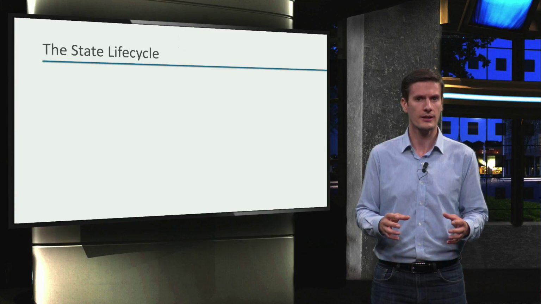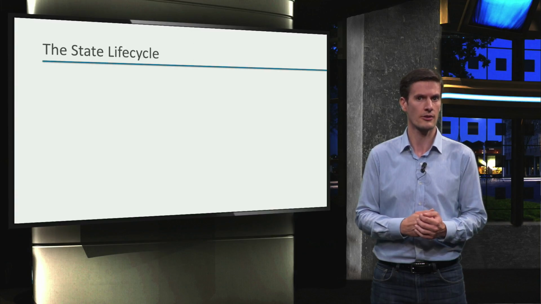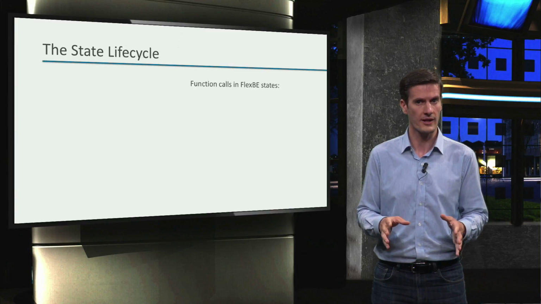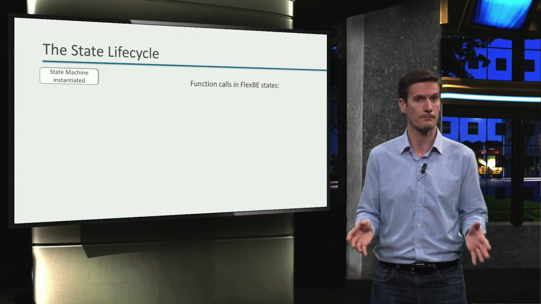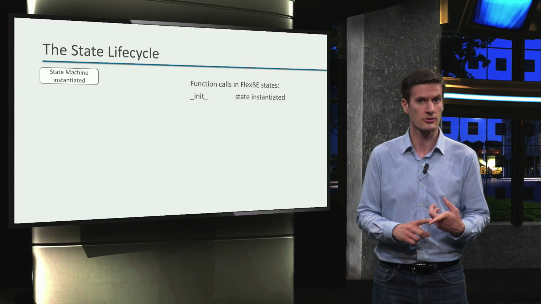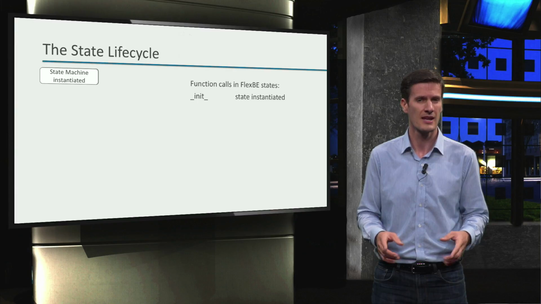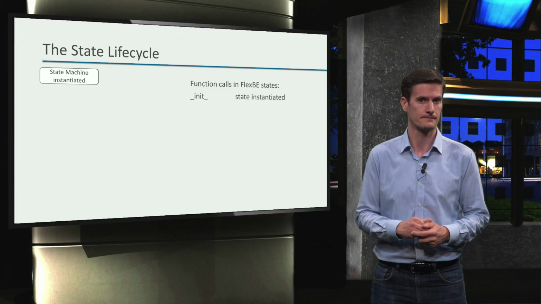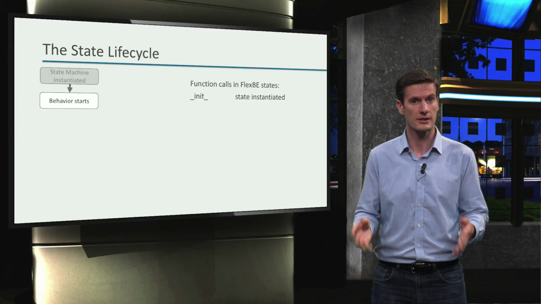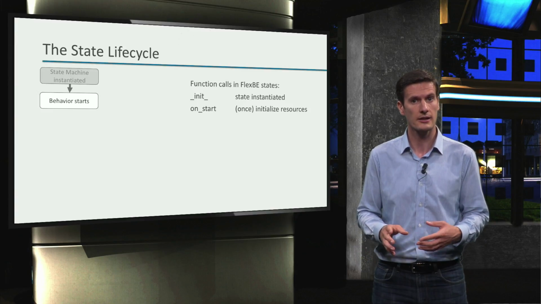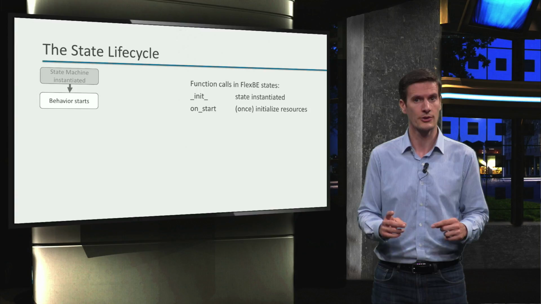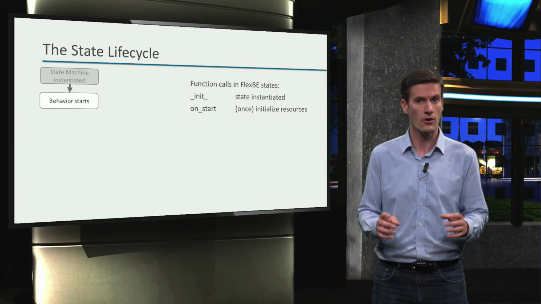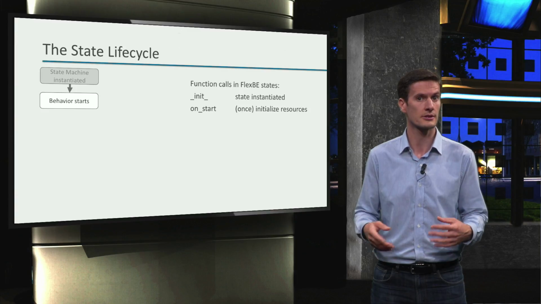Let's see when the different life cycle functions are called during the execution of a behavior. When the FlexBE behavior engine executes a behavior, the first thing that happens is that the behavior state machine is instantiated as a running program in the system. That means the constructors of all the states are called. This is the init function in each state. Then, the behavior actually starts by triggering the onStart function for all the states. This function is only called once during the execution of the state machine. Therefore, onStart is a good place to initialize resources used by the states.